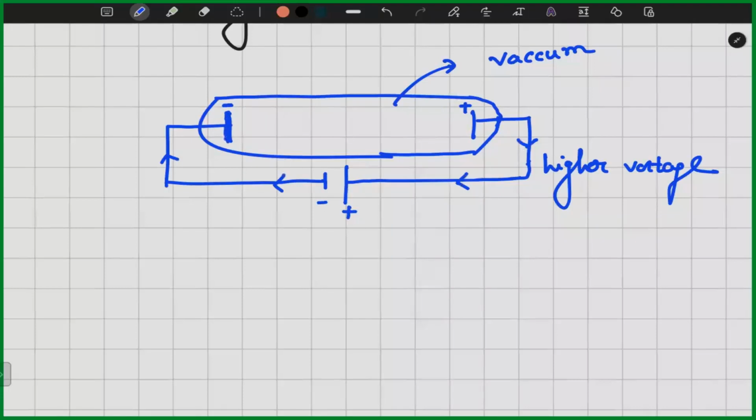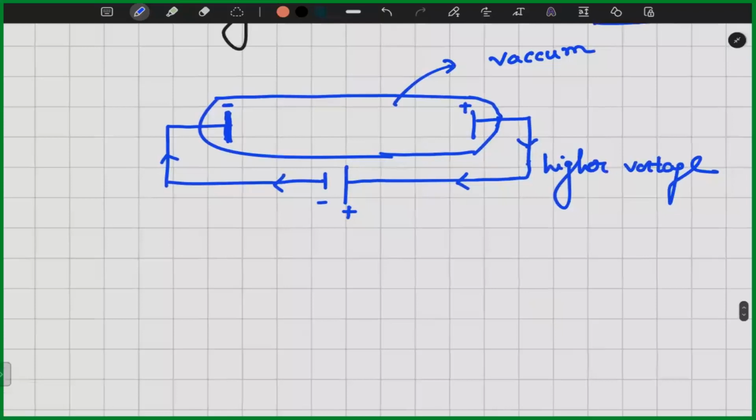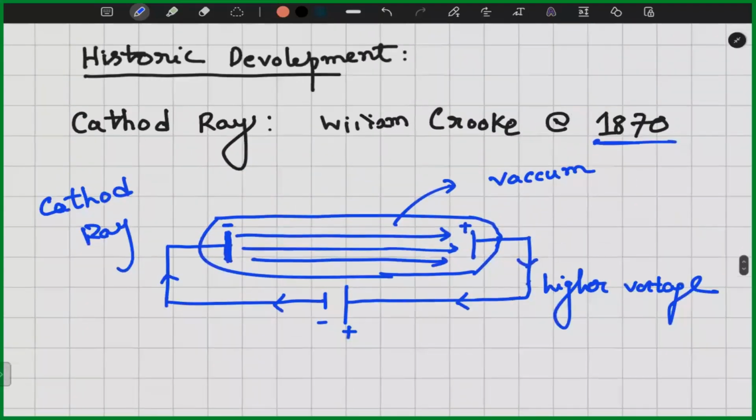Now when we apply higher voltage, what happens? Now I should not utter the word electron, because up to that time electron was not discovered. This is 1870. So on applying the voltage, flow of particles occurs from cathode to anode. This was the observation. And this ray was named as cathode ray because this ray is emitting from the cathode. This is in 1870.